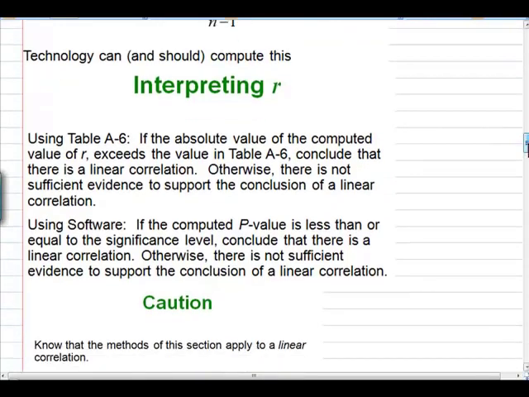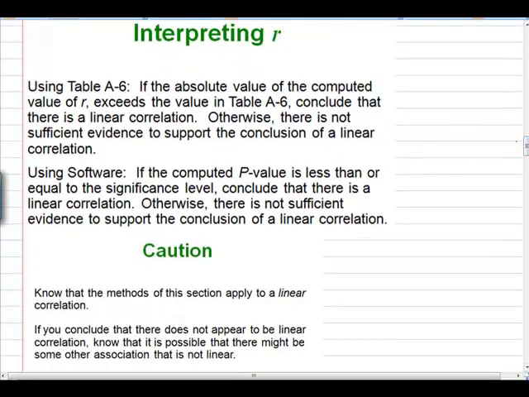Now, interpreting R, this linear correlation coefficient, there is a table in your book, and I'm not going to show you how to use the table in the book because we have the graphing calculator and we're going to use it. And it's also going to give us p-values that we can then interpret. It says if the absolute value of the computed value of R exceeds the value in table A6, conclude that there is a linear correlation. Otherwise, there is not sufficient evidence to support the conclusion of a linear correlation.